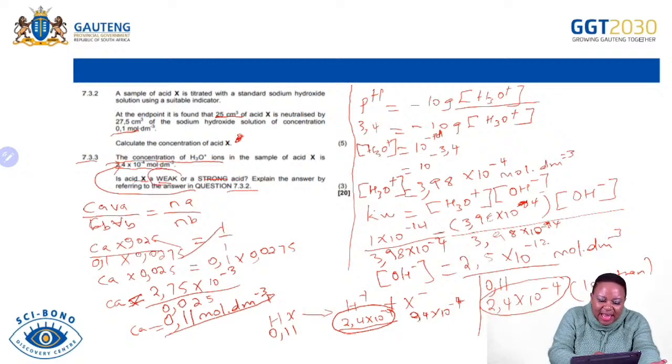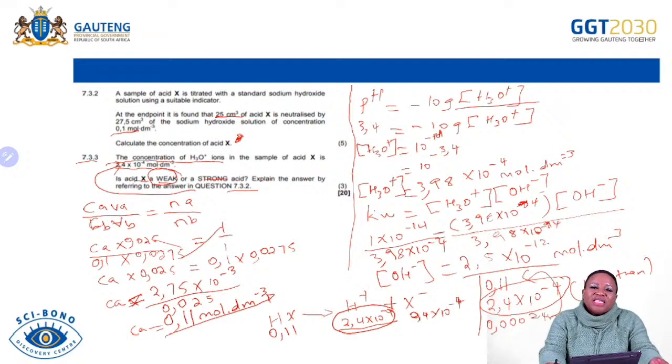Definitely, acid X is a weak acid, meaning that the concentration of the hydronium ions is lower than that of X, because they are 2,4 minus 4, which is 0,00024 mole per decimeter cube, which is less than 0,11. Therefore, this is an indication to say acid X is a weak acid. It ionizes incompletely because the concentration that it will produce will be of low concentration.